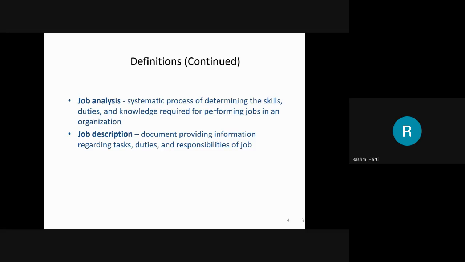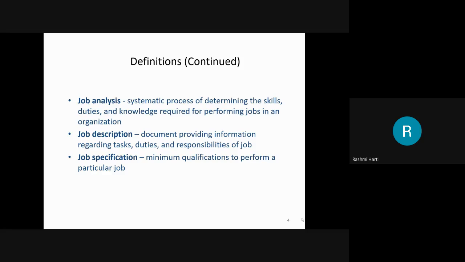Now, whenever you apply for a job, my dear students, you will first see the description of that particular job, or you can say the details of that particular job. It consists of what all tasks you're supposed to do, what duties you have, as well as what your responsibilities are, what you are accountable for in that particular job. In short, it is describing a particular job. That is called job description.